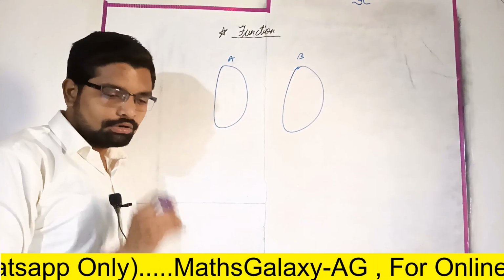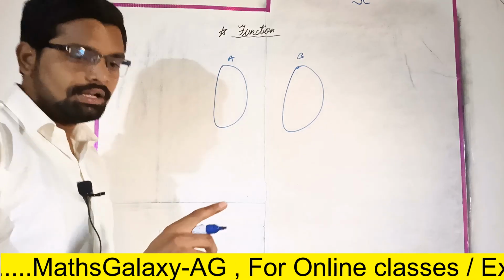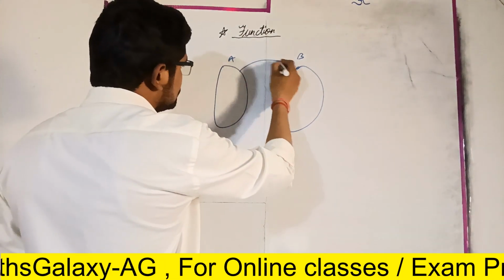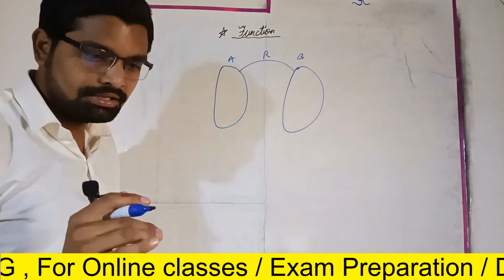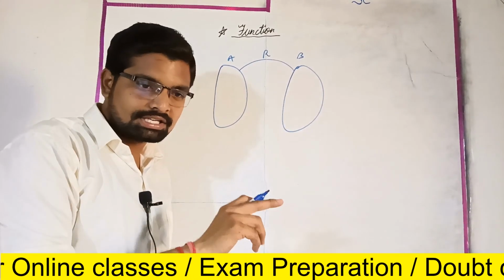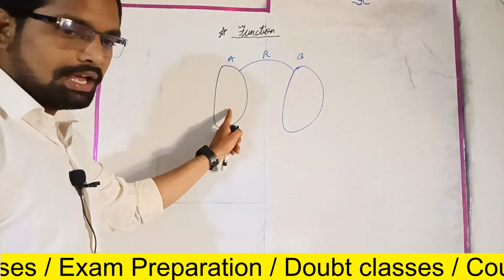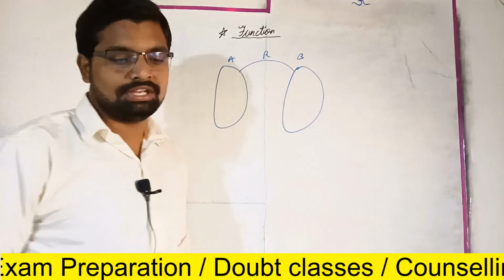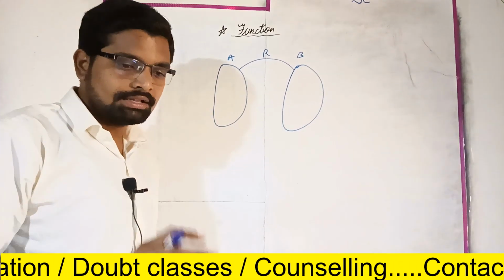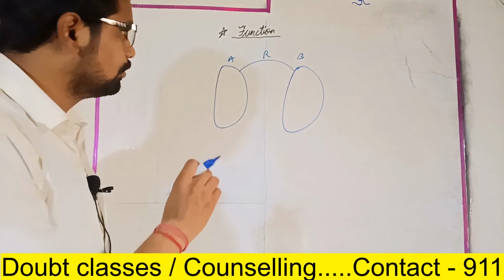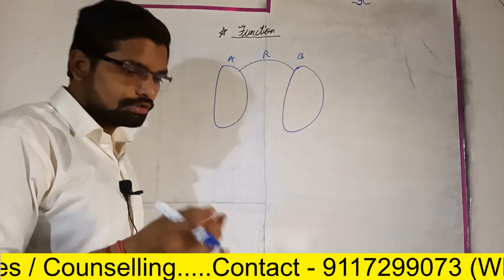Okay? So here the condition is that a relation R from A to B is called a function. The relation is called a function if each and every element of set A has a unique image in set B. If they have a unique image in set B, then we can say that it holds a function. Okay, it will be a function. Is it clear?